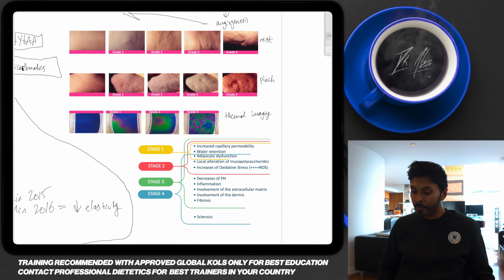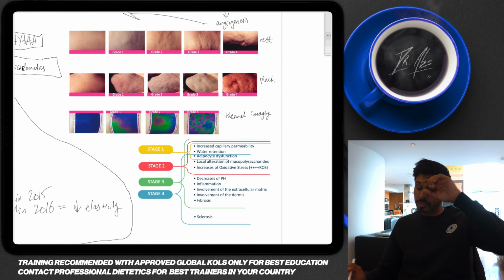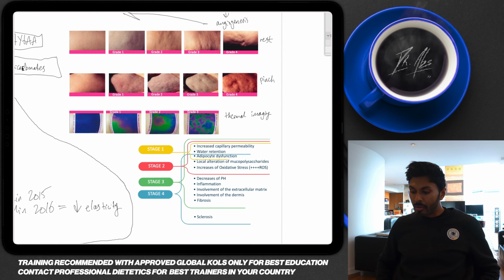Hence why you're going to see bits of all of them on the same patient probably. Grade 4 though, you have this sclerosis. Now, what is sclerosis? If you're a member of the public and not a medic here, sclerosis is basically just the complete collapse of the vasculature, the blood vessels.